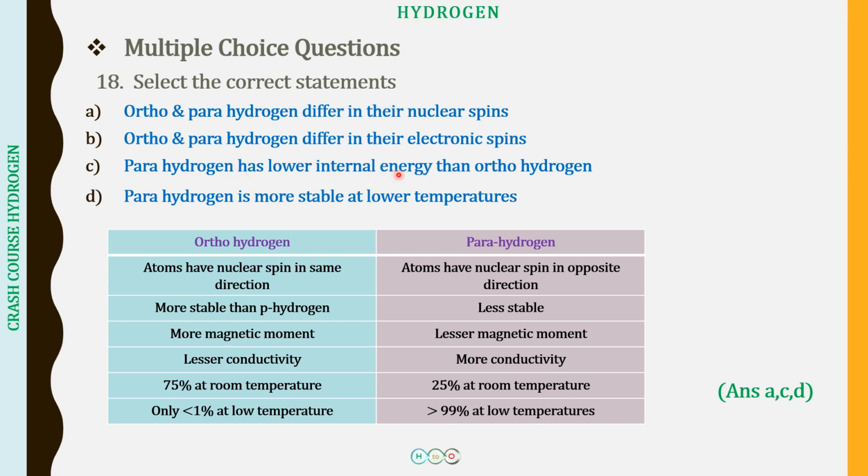Parahydrogen has lower internal energy than orthohydrogen. Please do remember this as well. And parahydrogen is more stable at lower temperature, and at room temperature and higher temperature, orthohydrogen becomes more stable, right? So the correct choices are A, C and D. B choice is incorrect.